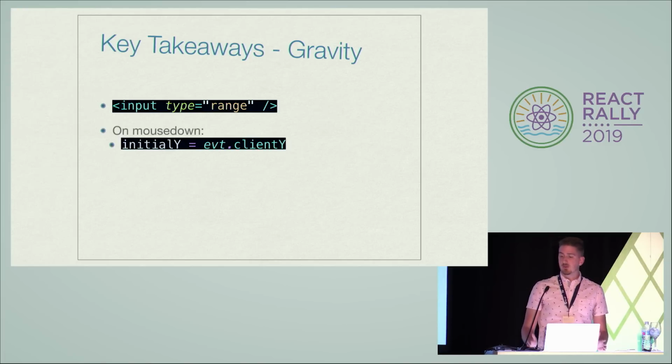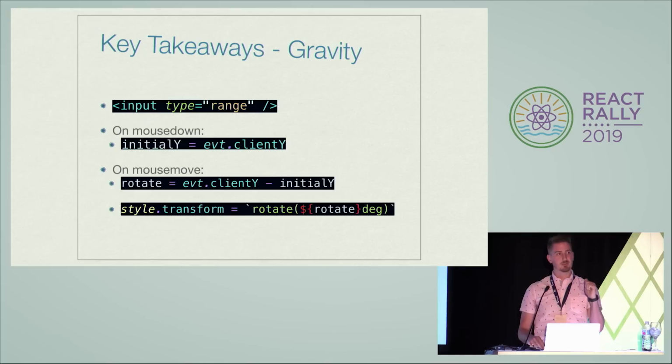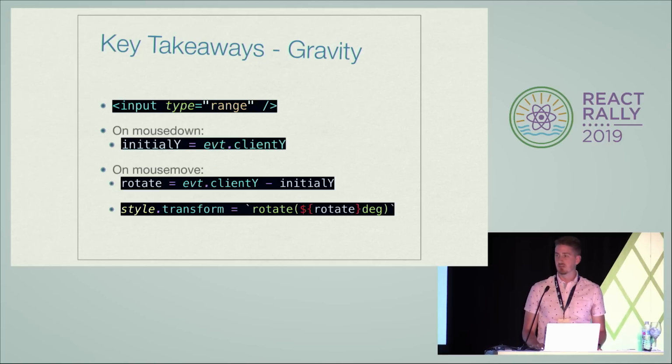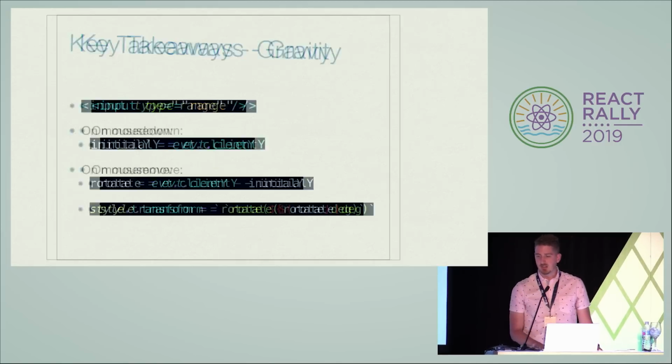Then what we're going to have to do is, on mouse down, we need to save the initial Y position of the mouse. And then on mouse move, we compare where the current Y position of the mouse is, and using that delta, we can just feed that straight into CSS's transform, and that will keep that input box rotating directly in line with our mouse. And that's pretty simple, so not too bad.